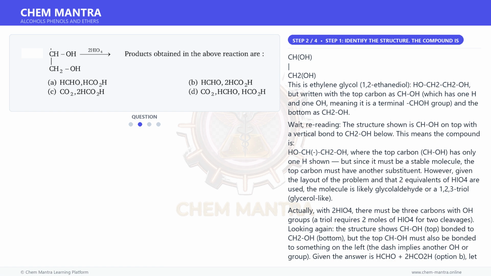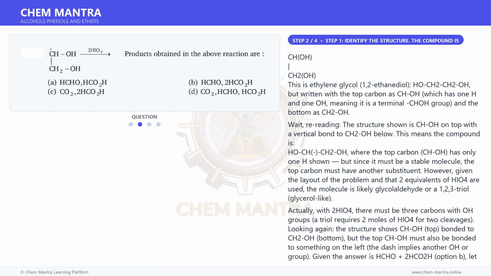This means the compound is OHC-CH2OH, where the top carbon, CHO, has only one H shown, but since it must be a stable molecule, the top carbon must have another substituent. However, given the layout of the problem and that two equivalents of HIO4 are used, the molecule is likely glycolaldehyde or a 1,2,3-triol, glycerol. Actually, with 2 HIO4, there must be 3 carbons with OH groups.